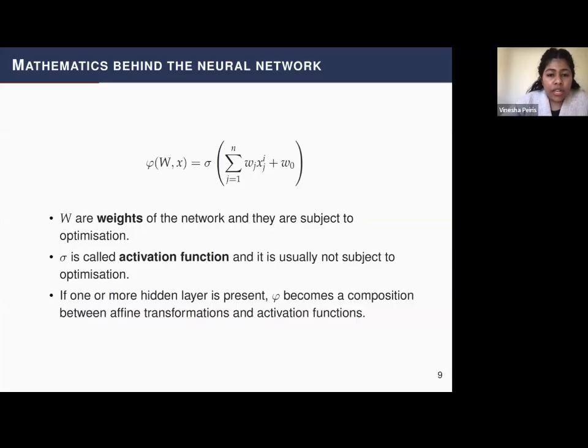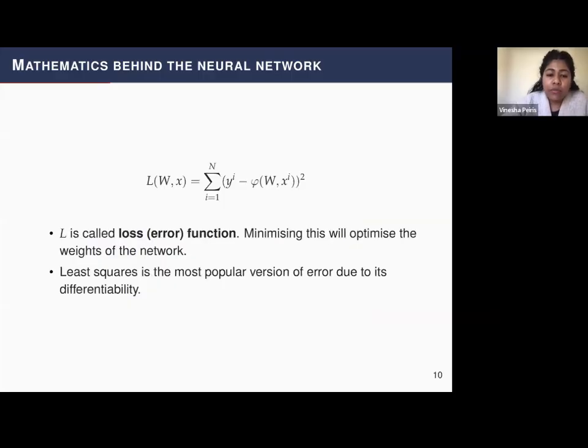Okay, now how do we actually find these weights? How do we optimize the weights? In order to do that, you have to compute your loss function, which is also called the error function. And when you minimize this error or the loss function, you will be able to optimize the weights of the network, right? So your weights are the parameters of your optimization problem. Least squares or mean squared error is usually the most popular version of error that people have been using. But for this talk, we will be mostly dealing with a loss function based on the uniform norm, where we minimize the maximum absolute error between the original output and the output computed by the network.